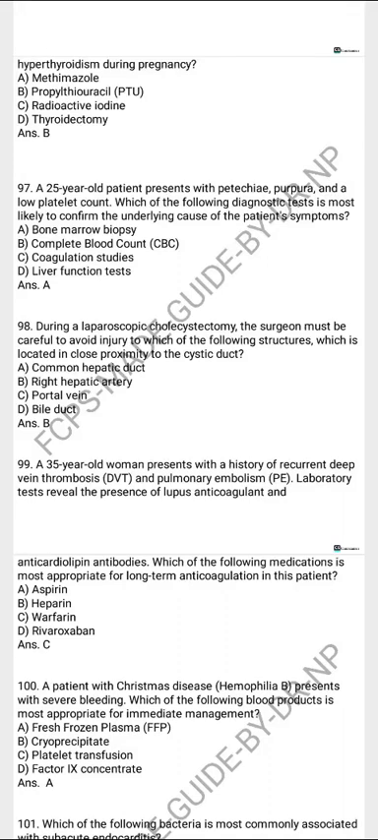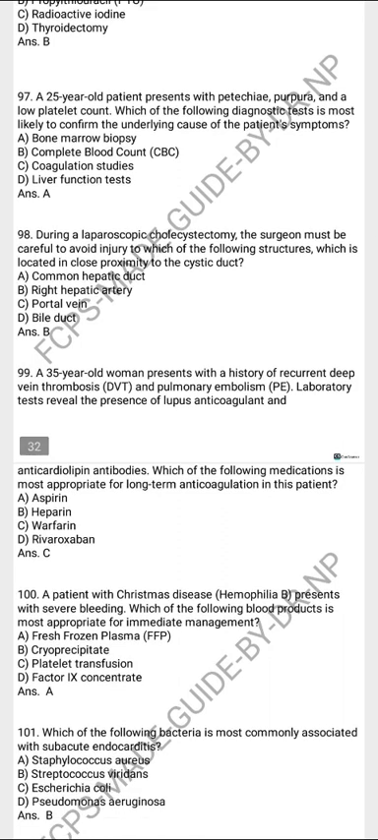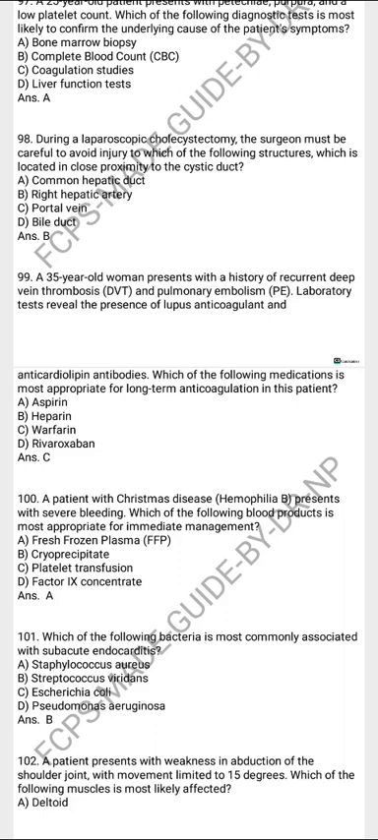During laparoscopic cholecystectomy, the surgeon must be careful to avoid injury to which of the following structures in close proximity to the cystic duct? The right hepatic artery. A 35-year-old woman presents with a history of recurrent DVT and pulmonary embolism. Blood tests reveal the presence of lupus anticoagulant antibodies. Which medication is most appropriate for long-term anticoagulation in this patient? That is warfarin.